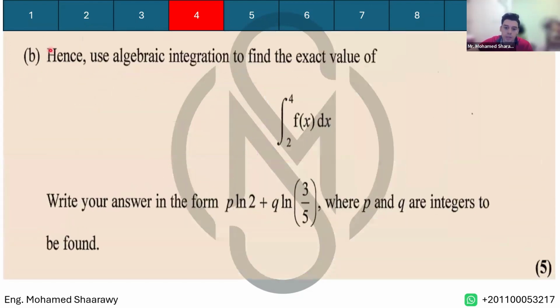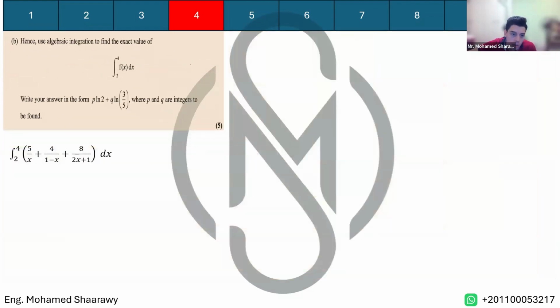Okay, in part B, he wants me to integrate the function that I've just found. So the integration of 5 over x plus 4 over 1 minus x plus 8 over 2x plus 1. When you have a linear function in the denominator and just a constant number in the numerator, you can just say it's ln absolute of the denominator divided by the differentiation of this linear function.